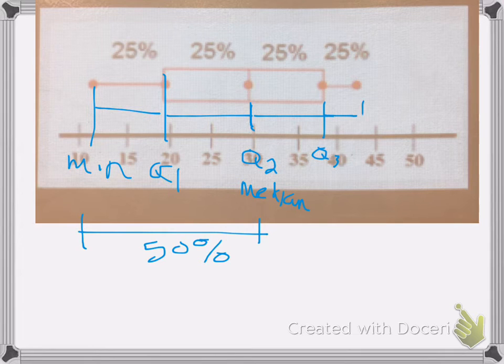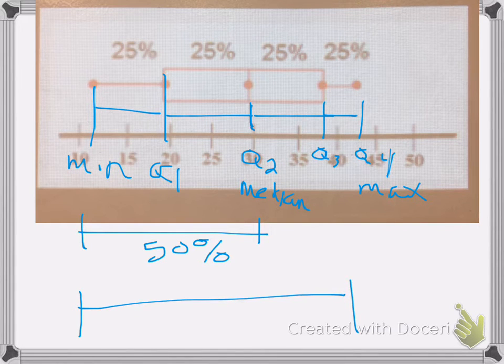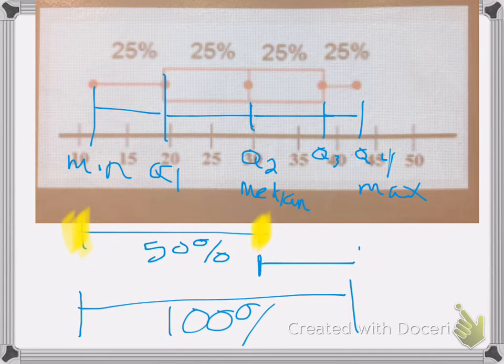Then from Q3 to Q4, or your max, you've got another 25% of your data. So if I went from my min to my max, 100% of my data is there. If I went from my min to my median, or Q2, that's 50% of my data. If I go from the median to the max, or Q4, that's another 50% of your data to make up 100% of your data.